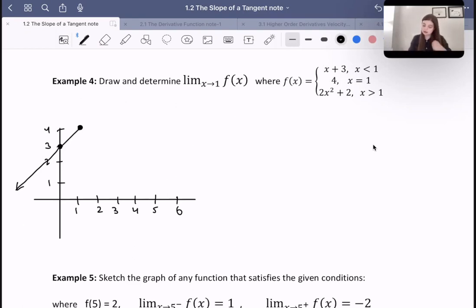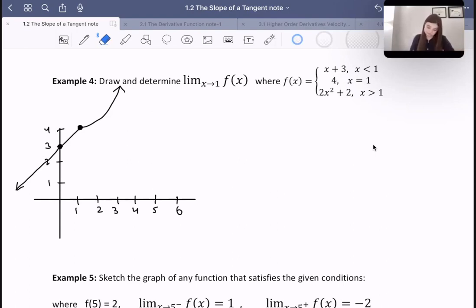2x squared plus 2. Well, the starting point there at x equals 1 is going to be 4, so it's actually going to start here as well and go like this, right? It's going to do some sort of opening up at some level. We don't actually care exactly how it opens up. We just need to know that it opens up going this way to draw a somewhat accurate graph.